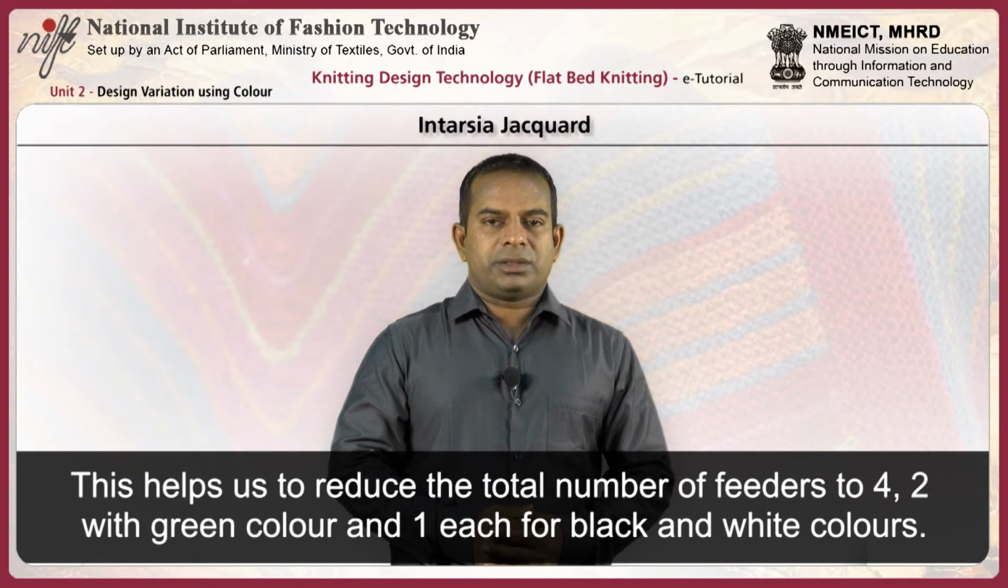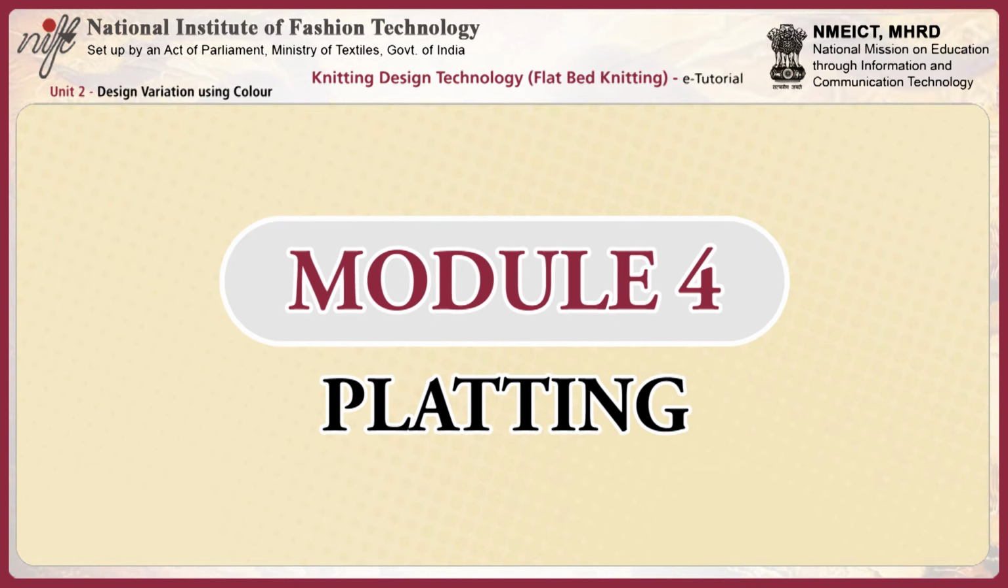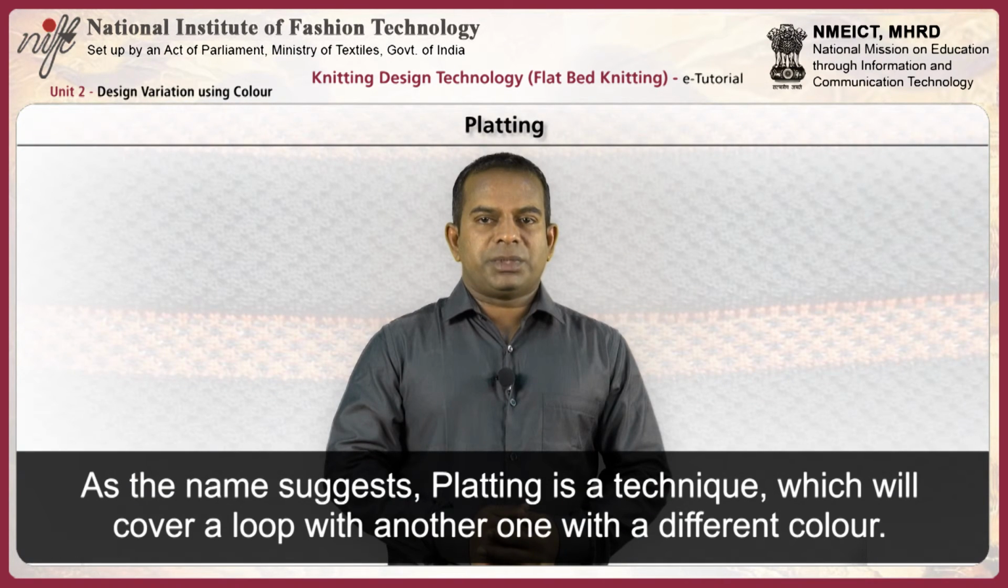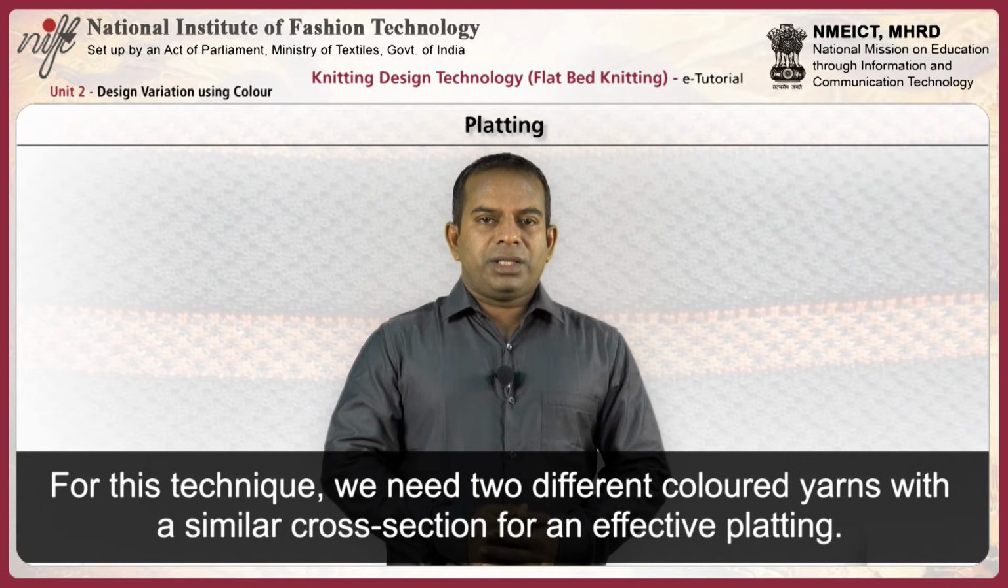This module focuses on plating. As the name suggests, plating is a technique which will cover a loop with another one with a different color. For this technique, we need 2 different colored yarns with a similar cross section for an effective plating.